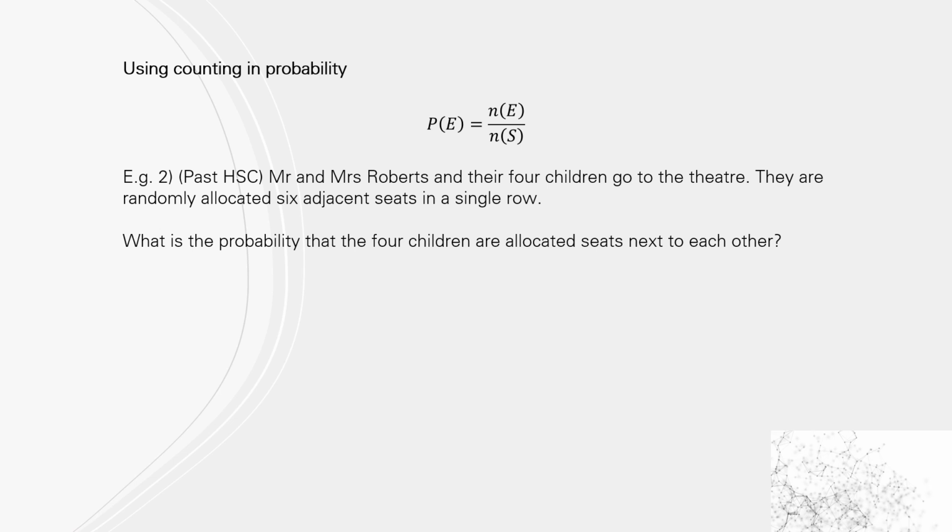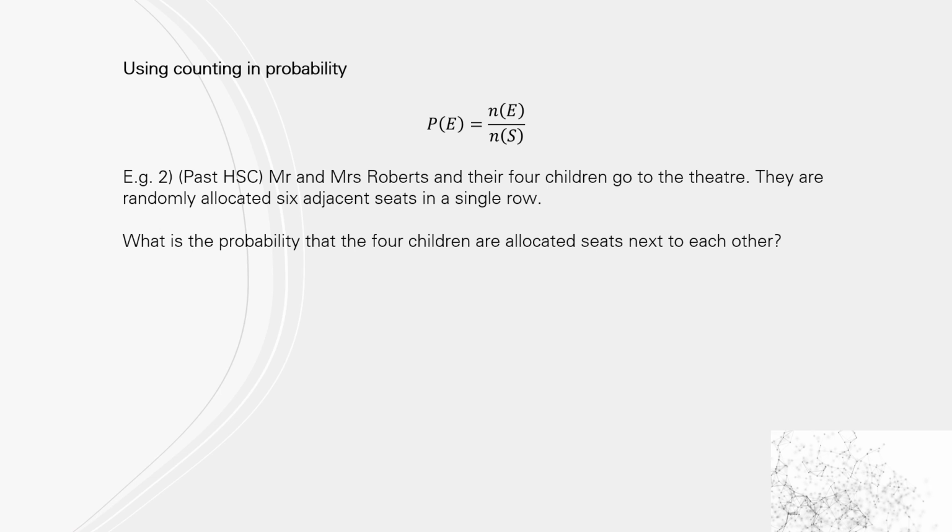A second example, also from a past HSC. We've got Mr. and Mrs. Roberts with their 4 children. They're going to the theatre. They're given 6 seats next to each other in a single row. In a row, seating is obviously important. It matters whether you're the first or whether you're last. So therefore we're going to use permutations.